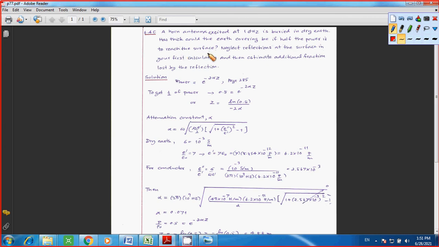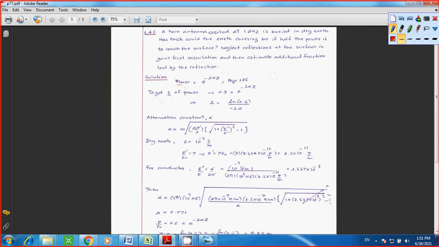Okay, so we are talking about a plane wave. You have an incident wave, you have a reflected wave, and some of it will transmit to the surface of the dry earth. Neglect reflections at the surface in your first calculation, and then estimate the additional fraction lost by the reflection. So you talk about incident, reflection, and also transmission.